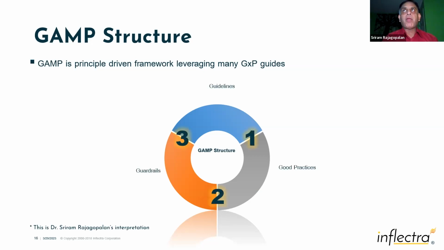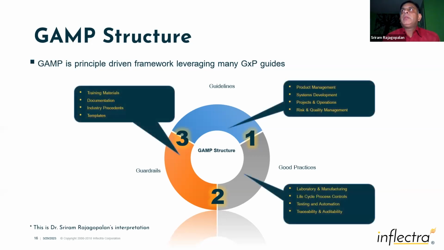So GAMP is a framework. Framework meaning it's not going to be prescriptive. It's going to be generalistic. So it is using things like guidelines, good practices, and guardrails. And what are some of these things that come into play? From a guideline perspective, what product management considerations you are having, what kind of systems development, like ITIL, for instance, or COBIT that you can use. Projects and operations, are you using agile approaches or PMBOK approaches, DevOps approaches, scalable approaches, and stuff like that. Risk and quality management principles.